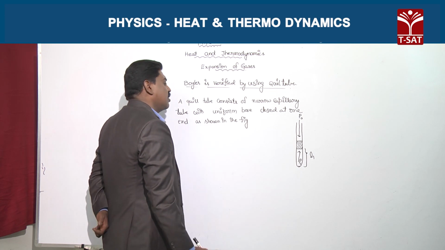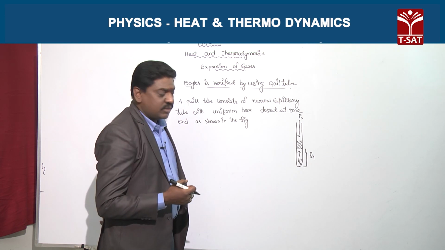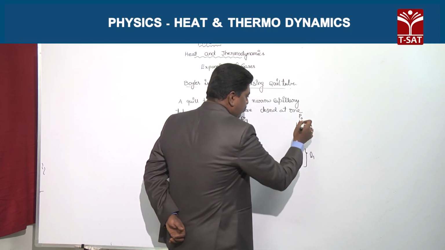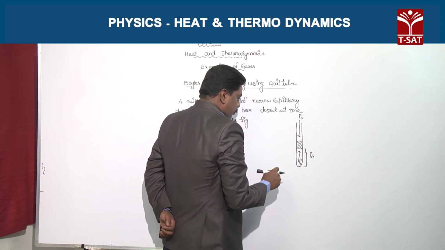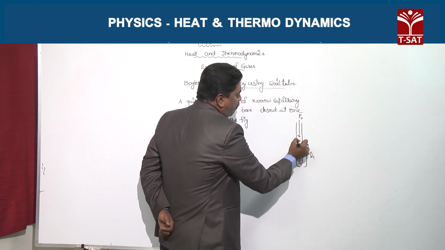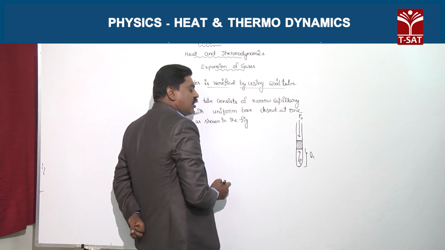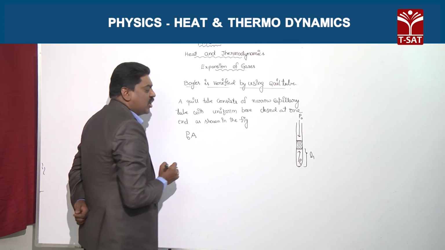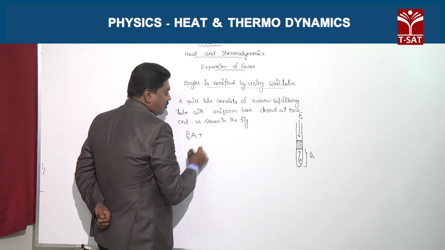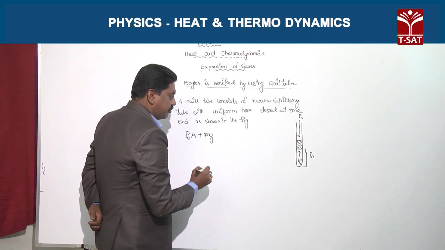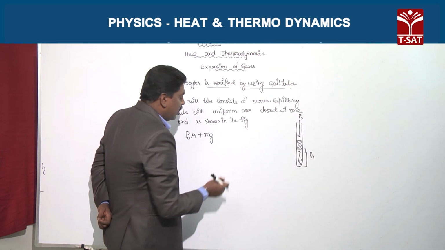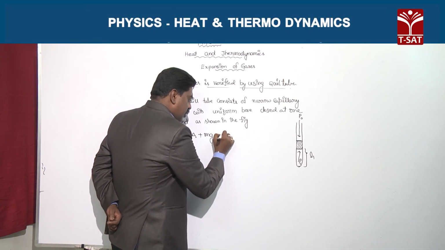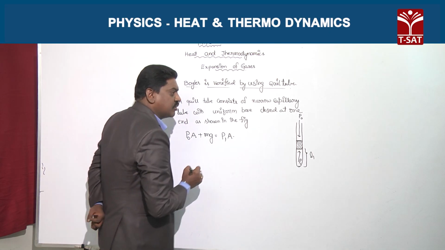In equilibrium state, the force acting on the upper layer is equal to the force acting at the lower layer, so P0 into A is the force acting on the upper surface, plus the weight of mercury mg also acting on the bottom air column, which equals the pressure P1 into area of cross section.